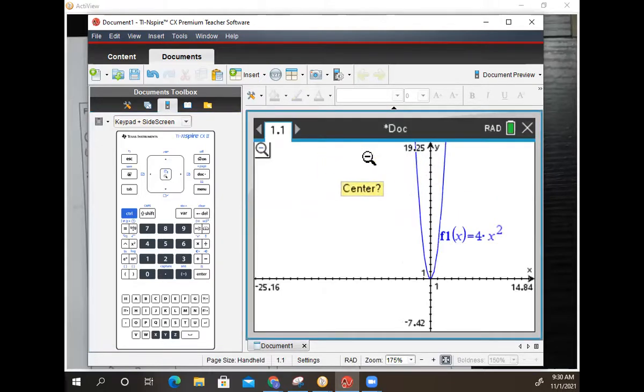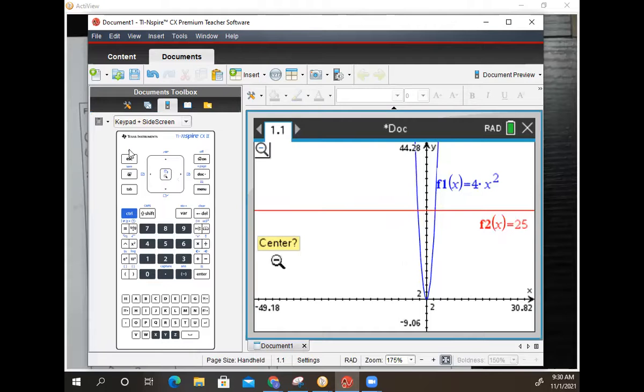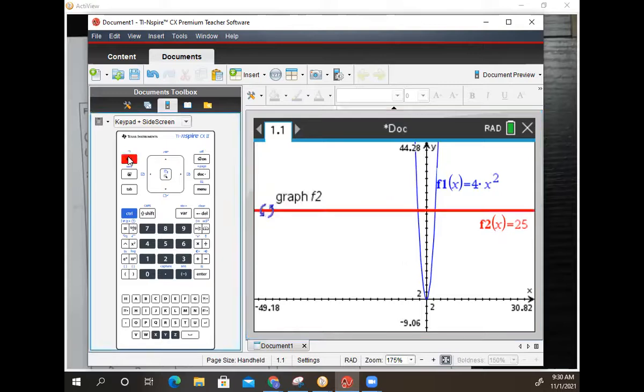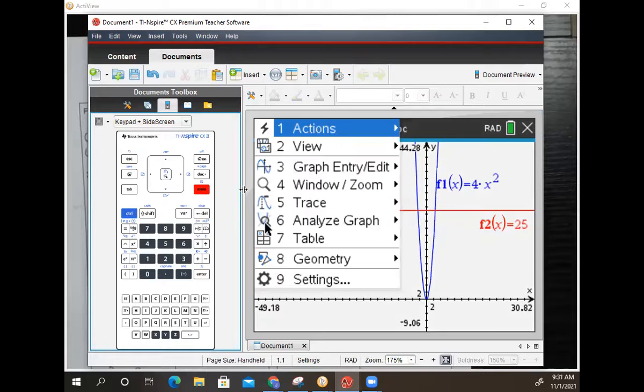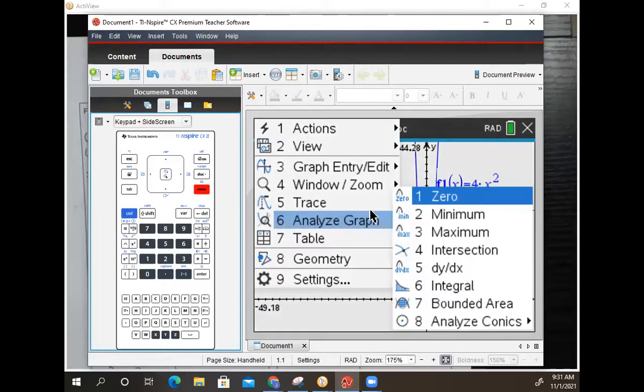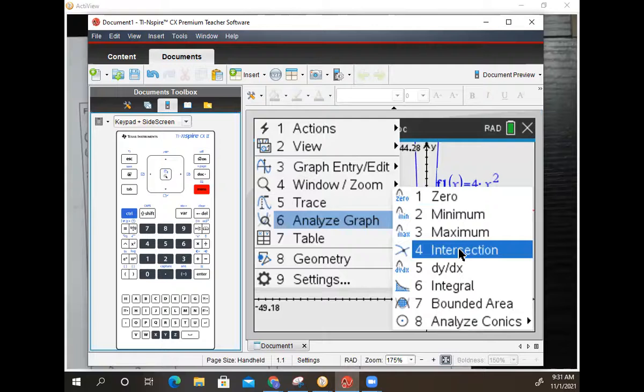We've talked about zoom fit before, which is sort of my favorite, but if you know it's not going to be too far away, so 25 we knew wouldn't be too far away, zoom out works nicely. Hit the escape key to get rid of that. And then I need to find those points of intersection. I find them the same way that I find x-intercepts. Menu, analyze graph, except instead of choosing 0, because that's just for x-intercepts, I'm going to select intersection.